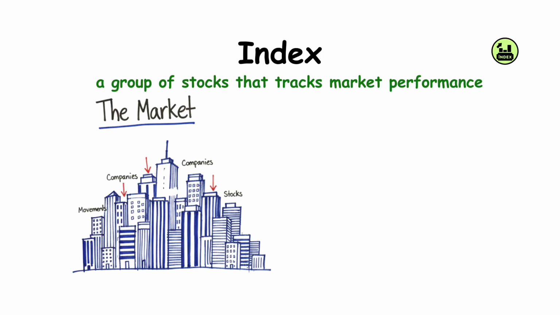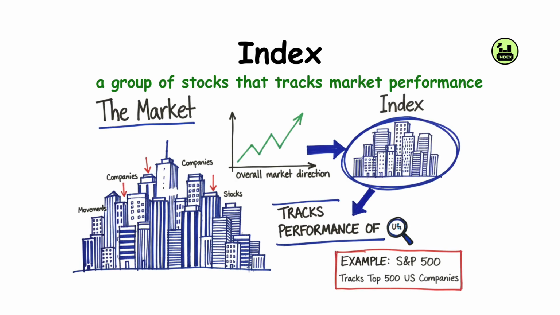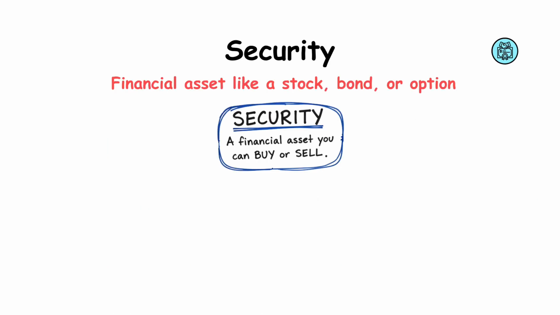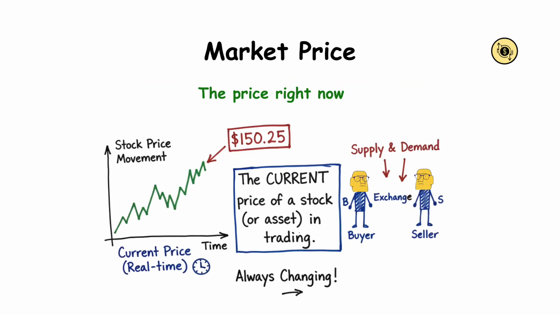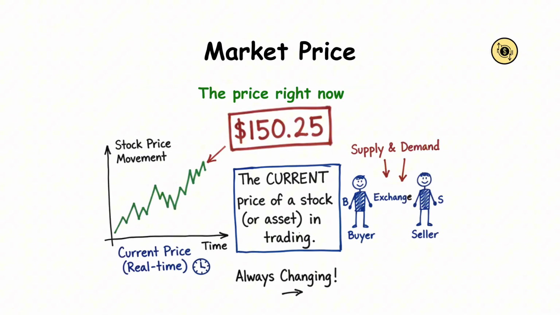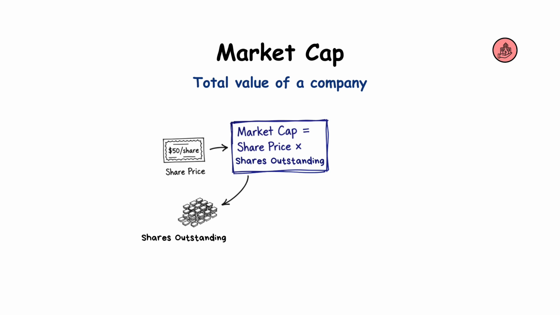Index. An index is a group of stocks that tracks market performance, like the S&P 500, which tracks the top 500 companies in the US. Security. A security is a financial asset like a stock, bond, or option. Market price. Market price is the price of a stock right now. Market cap. Market cap is the total value of a company's shares.